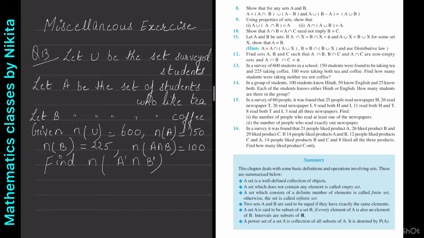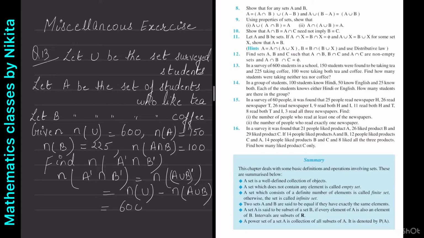And to find this, basically, this is equal to the number of elements in (A union B) complement. And this is equal to N of U minus N of A union B. Because here we are talking about numbers, to find the number of elements in (A union B) complement you have to do N of U minus N of A union B. N of U is 600. And we have to find the number of elements in A union B.